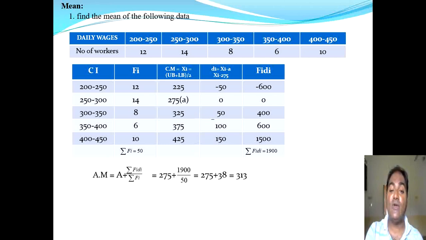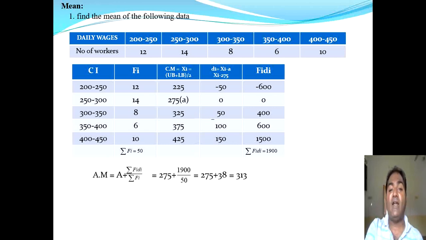di is equals to xi minus A. What is A? I said A is the assumed mean, of the highest frequency class. Which is the highest frequency class in the given data? 14. So 14 is the highest frequency, and the assumed mean is nothing but the mid value of the highest frequency class. That is 200 plus 250 is 450 by 2, we get 225. Next, 250 plus 300 by 2, 275. 14 is the highest frequency, so we take the assumed mean as 275.